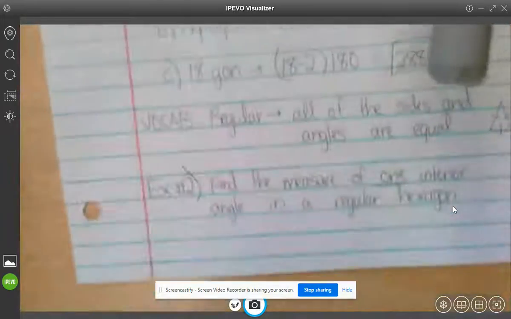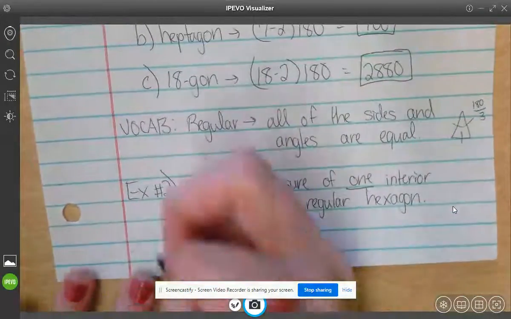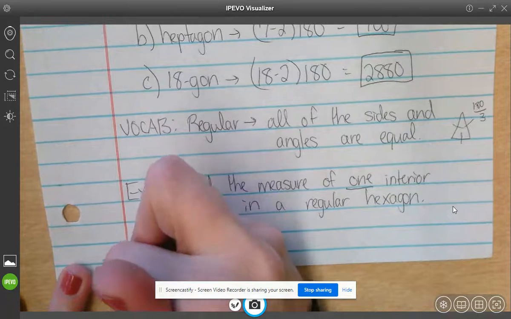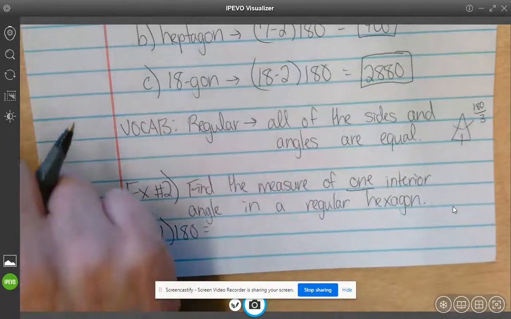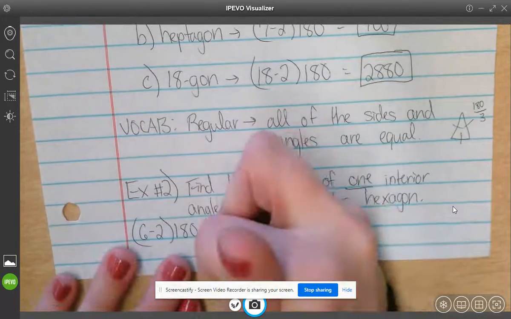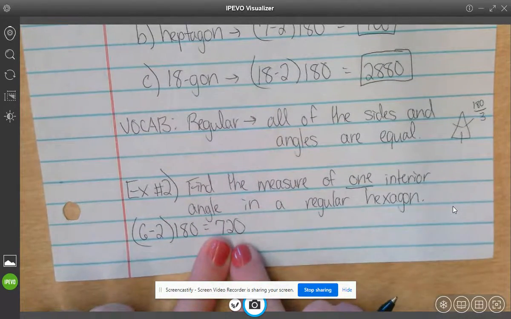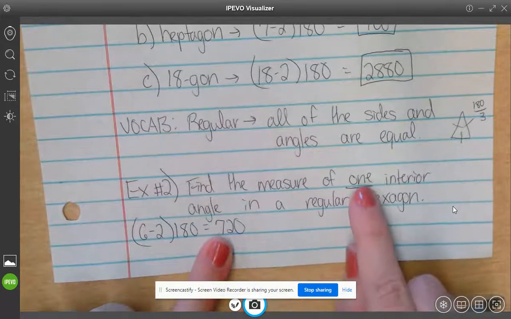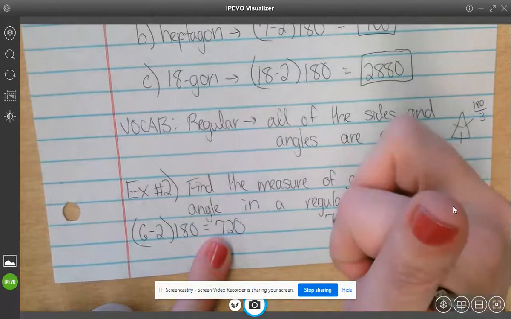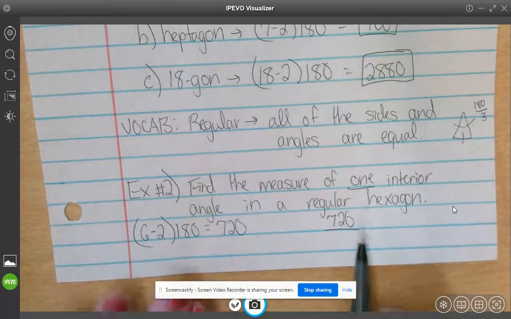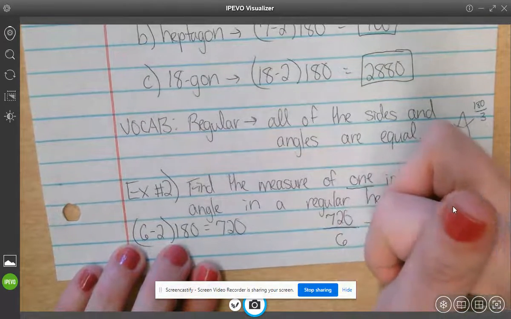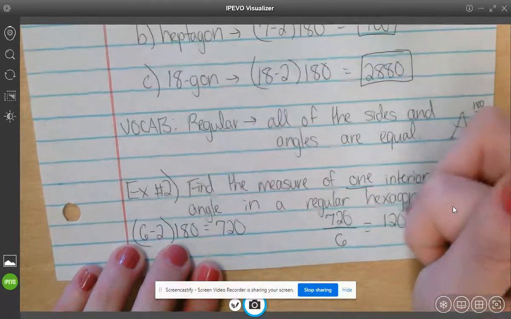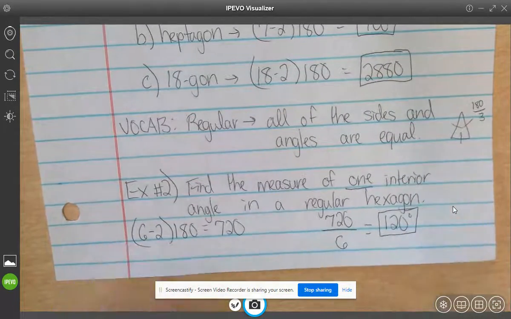Okay, so I'm going to do my normal equation here. A hexagon has 6 sides, so I'm going to do 6 minus 2 times 180. So all of them equal 720. But I don't want to know what all of them equal, I just want to know what 1 equals. So now I'm going to take 720 and divide it by how many sides the hexagon has. 6. And that tells me that one angle in that regular hexagon is 120.